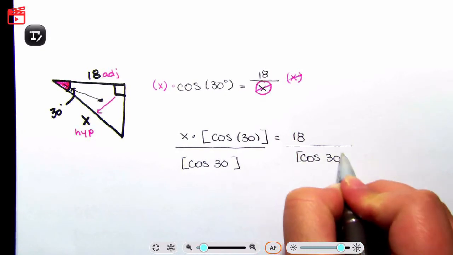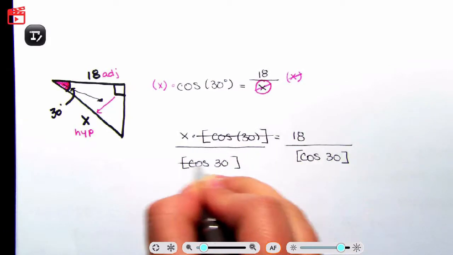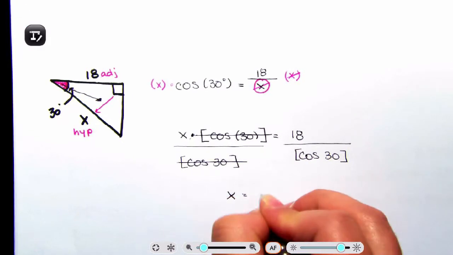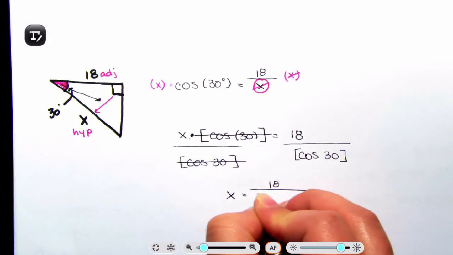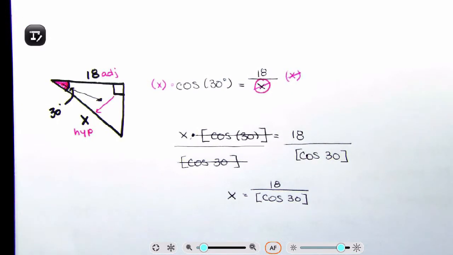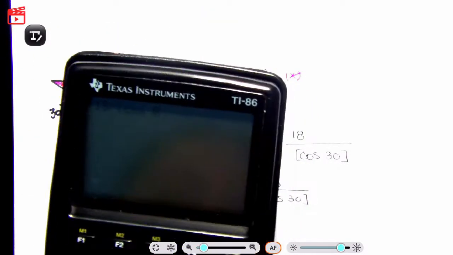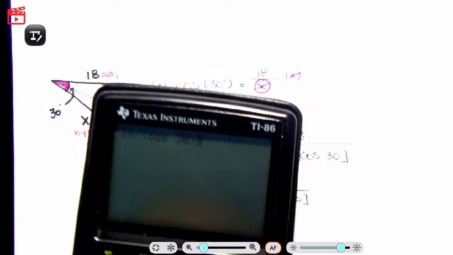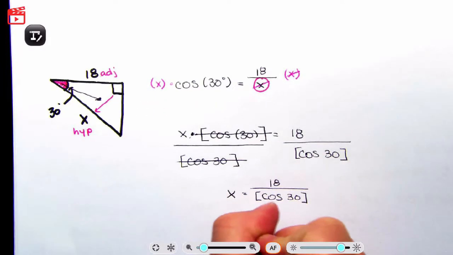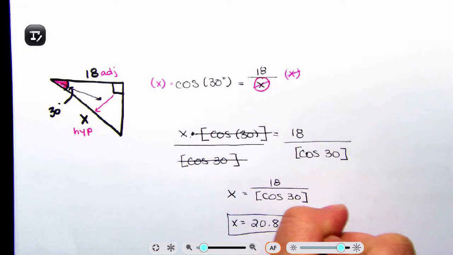Now, cosine of 30 is a value. Remember, if bubbles match, we get to cross them out. This bubble and this bubble cross out because I have multiplication. So x is equal to 18 divided by my bubble of cosine of 30. What is cosine of 30? I have no idea, but my calculator does. I'm going to try to use my calculator only once. So I have 18 divided by cosine of 30, and that gives me about 20.8. Again, it doesn't give me units, so I'm going to just write units.